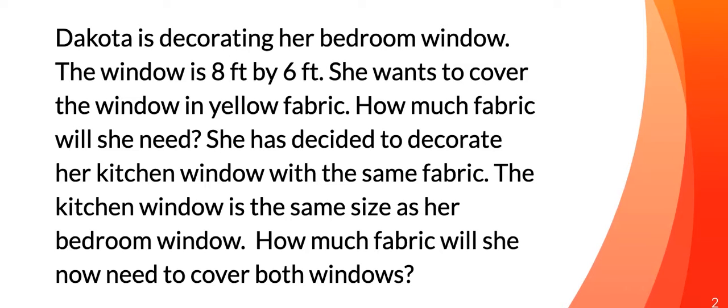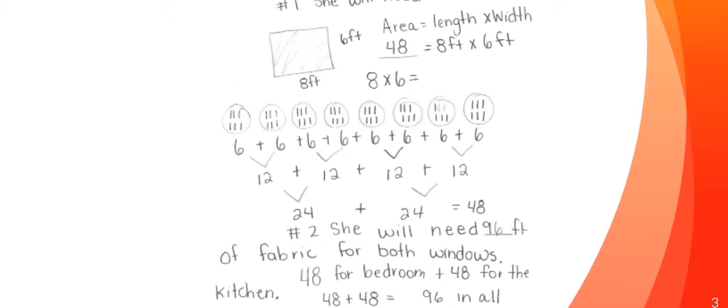All right, so you're ready. We're going to talk through this problem together. So you should have your two answers, one for how much fabric she's going to need for the first one, and then for the second question, how much she's going to need for both windows now. All right, so here you can see that she's going to need 48 feet for the first one. And then now, to double that, because she now has two windows, 48 plus 48 is going to give you your 96 feet for both windows.